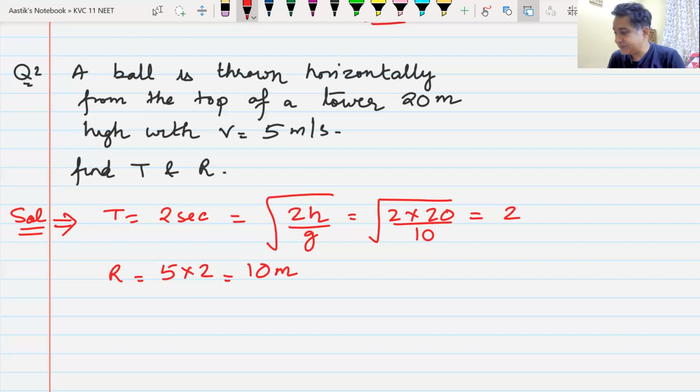I've sent you a sheet. If you want, you should solve that sheet. Only solve section 1. Do not go for the advanced one because they are meant for JEE Advanced. So just solve as many questions as possible, and I can assure you one of those questions you will see in your NEET paper.